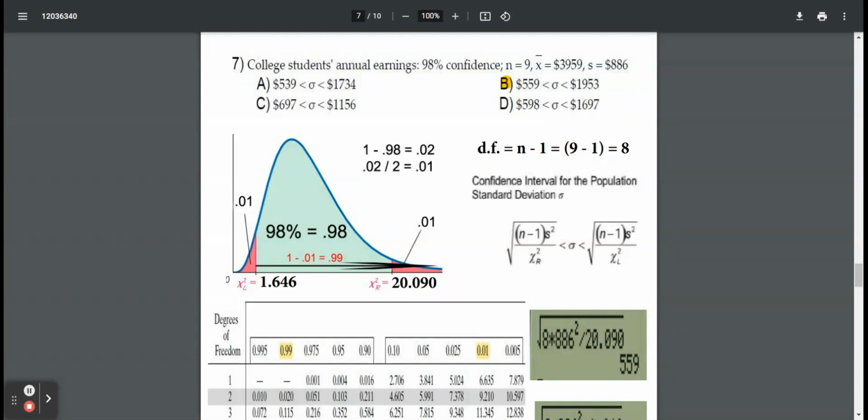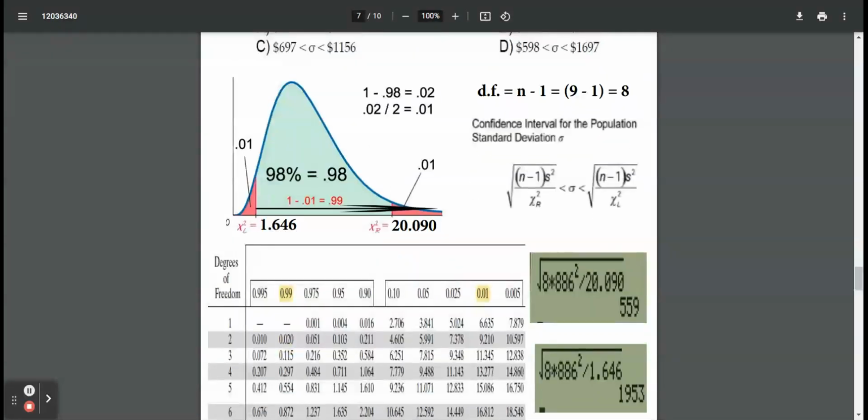Number 7, 98% confident, and n is 9. I could care less what X bar is. My standard deviation is $886. So 98% in blue, which means that there is 2% left to be shared equally amongst the areas in red. Half of 0.02 is 0.01. So this area here in red is 0.01, and this smidgen here is 0.01.